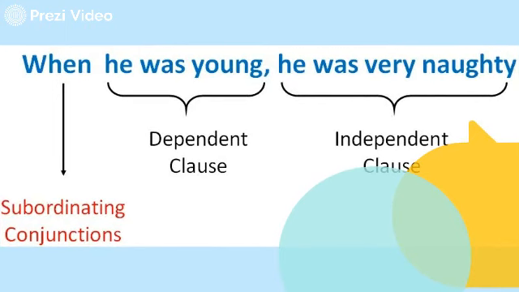Now, when we use subordinating conjunctions, it is because we have two different clauses, one dependent and one independent, and they are usually separated by a comma. This one says, "When he was young," that is a dependent clause, it doesn't make any sense. And we have the next part that is the independent clause: "He was very naughty." If we only have the last part of the sentence, the idea is complete. But because we need more information in the first part, we need to complete it using a subordinating conjunction.